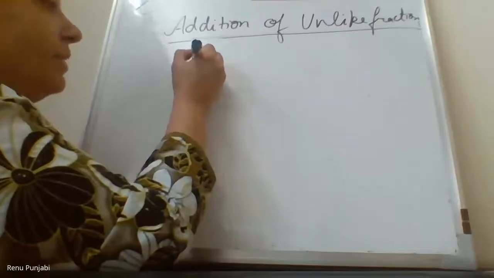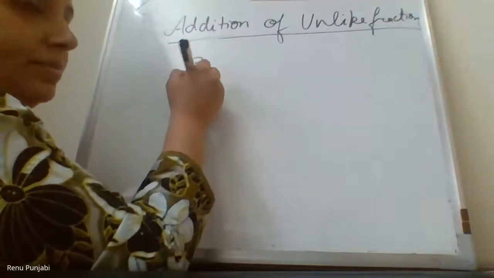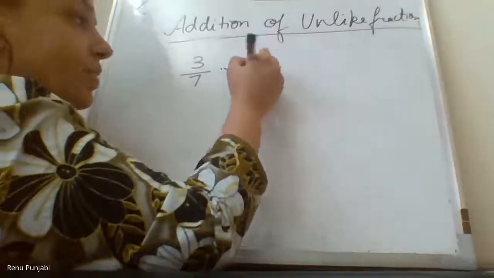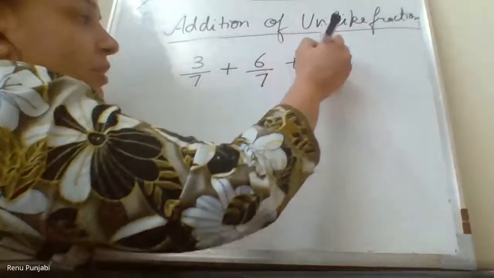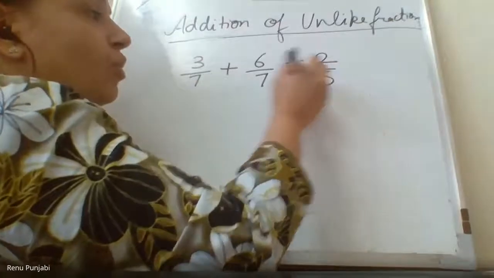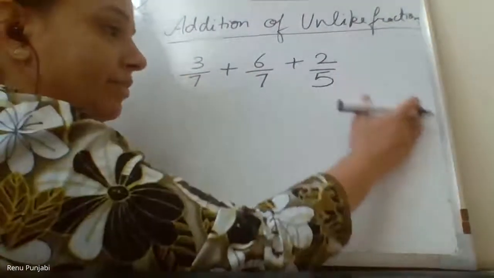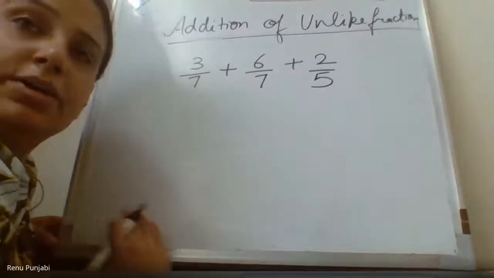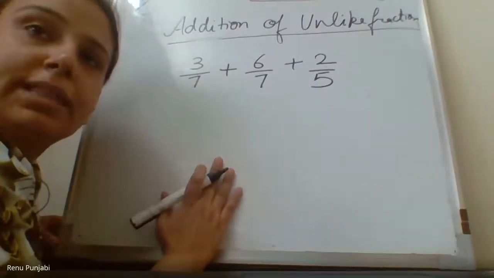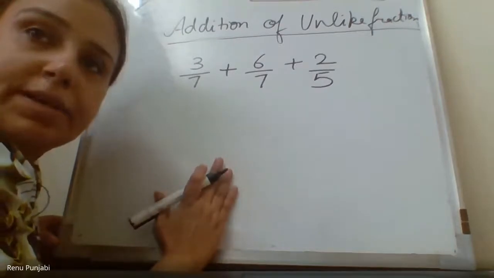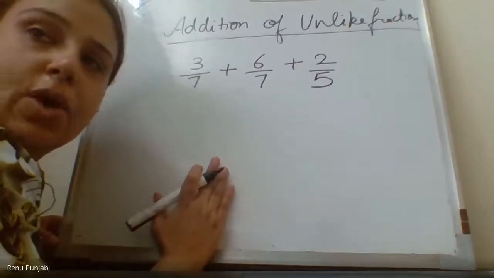For example, 3 upon 7 plus 6 upon 7 plus 2 upon 5. They are more than 2. They are 3 fractions. Butterfly method will not be applicable here. We will do it with the LCM method. LCM or the multiples method, lowest common multiple.